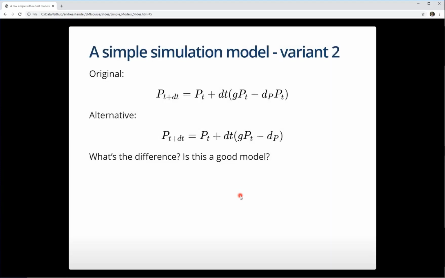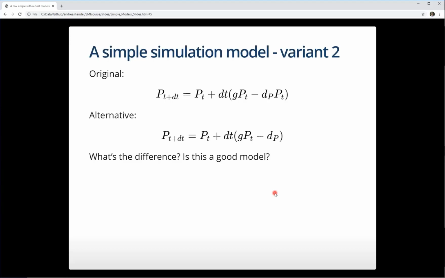Here's another one. Now I left the growth term alone, but I changed the death term. So again, in the top, it's dependent on the population. In the bottom, it's not. So what's the difference here, and is this a good model? Or can you think of a situation where this model could apply?